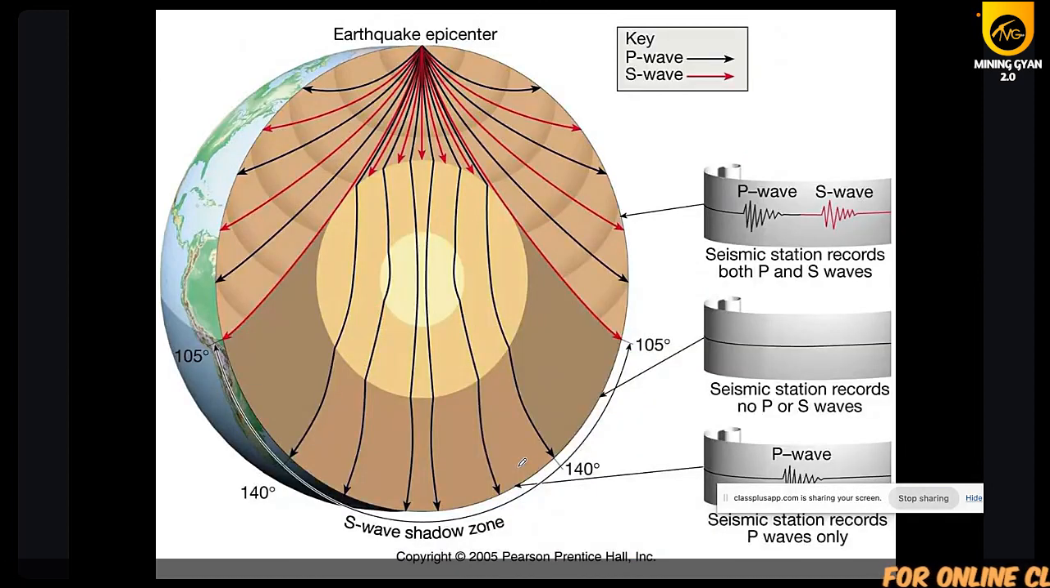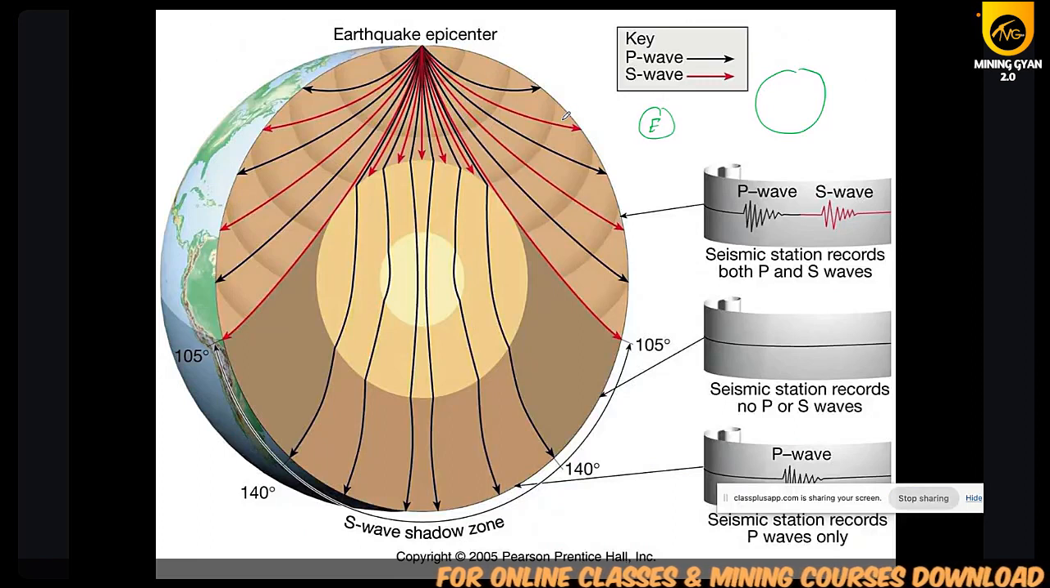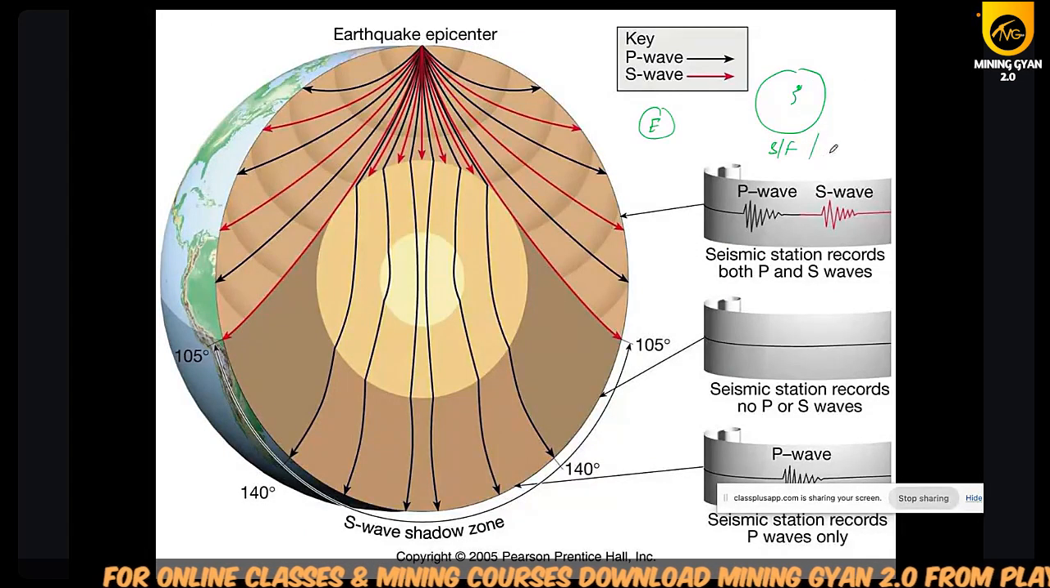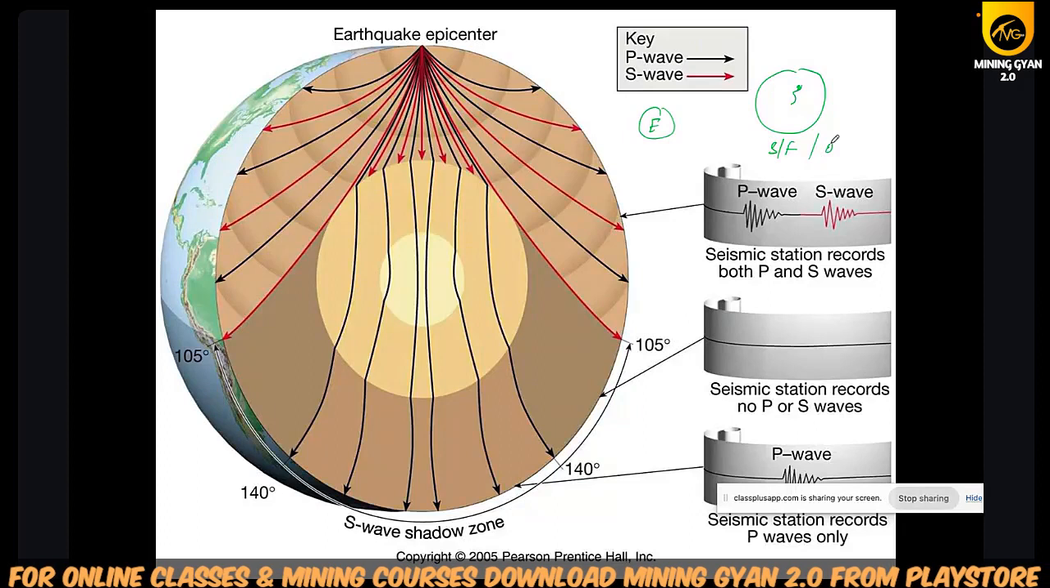I told you what an earthquake is. If this is your earth and the earthquake is generated from a point, there are two types of waves for an earthquake: surface wave and body wave. Surface wave is further divided into two types: P wave and S wave.